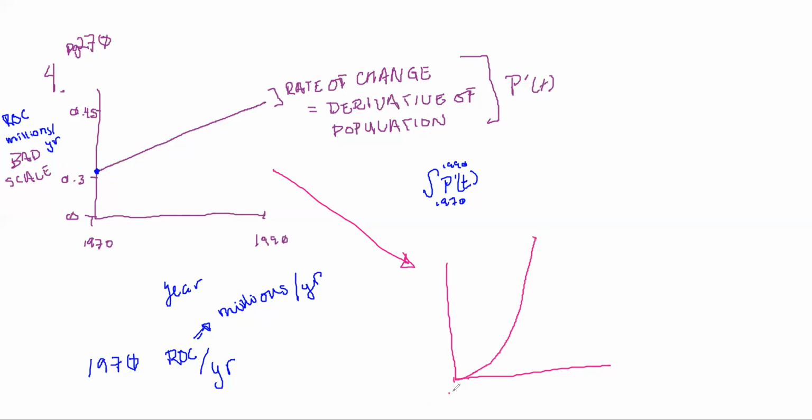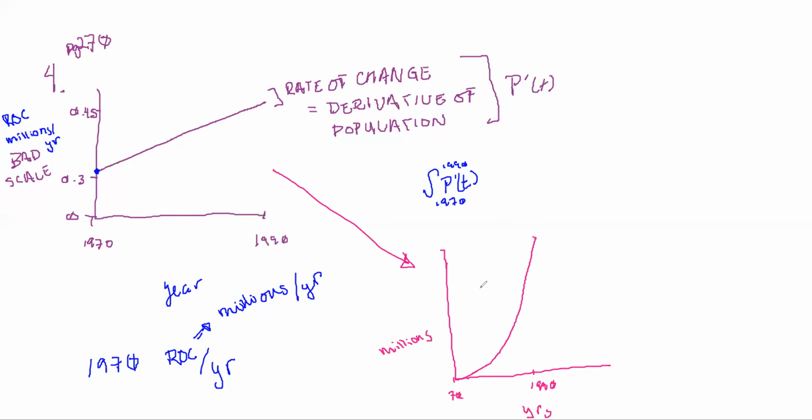So let's say that is 1970 and this is 1990. Okay. So this is also in years and this is millions of people. Right? Does this make sense? In terms of what these units are. I don't want to go on if, yeah, okay.